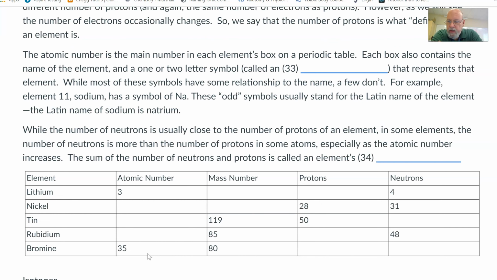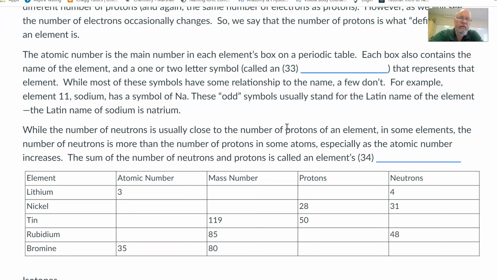Now, the atomic number is the main number in each element's box on the periodic table, and each box also contains the name of that element in a 1 or 2 letter symbol, and we already know that this is called the atomic symbol, right? Just to kind of cement that in, that represents the element. So while most of these symbols have some relationship to the name, a few don't. For example, element 11, sodium, has the symbol Na.